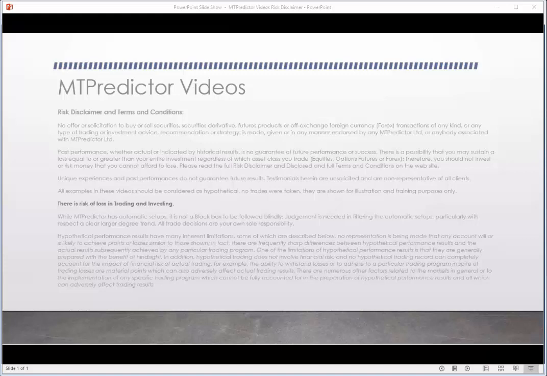But before we start, we have to look at our risk disclaimer and remind you that all examples in these videos should be considered as hypothetical. No trades are actually taken, they're just shown for illustration and training purposes only. Remind you there's a risk of loss in trading and investing. Put another way, all professional traders know and understand, but more importantly accept that losses can and will and do unfold. That's true for any trading approach you have, there always will be losing trades.